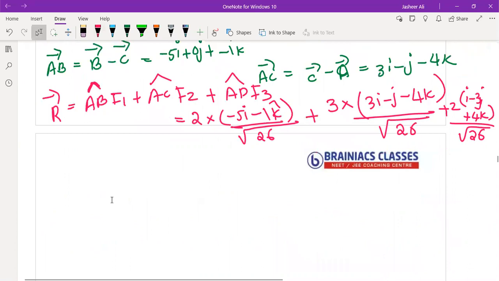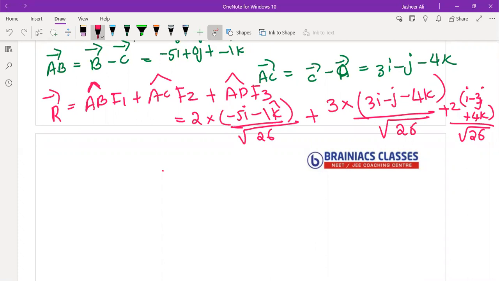We need to add this quantity. So root 26 is common for all the things. Next, the parameters related to i have to be added. So I has to be added in the sense, first we'll get i. Okay, so 2 into minus 5i, how much will come?